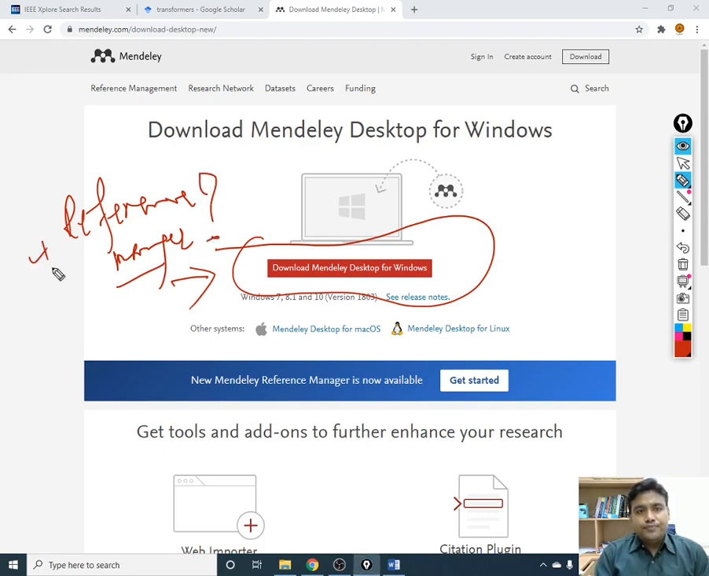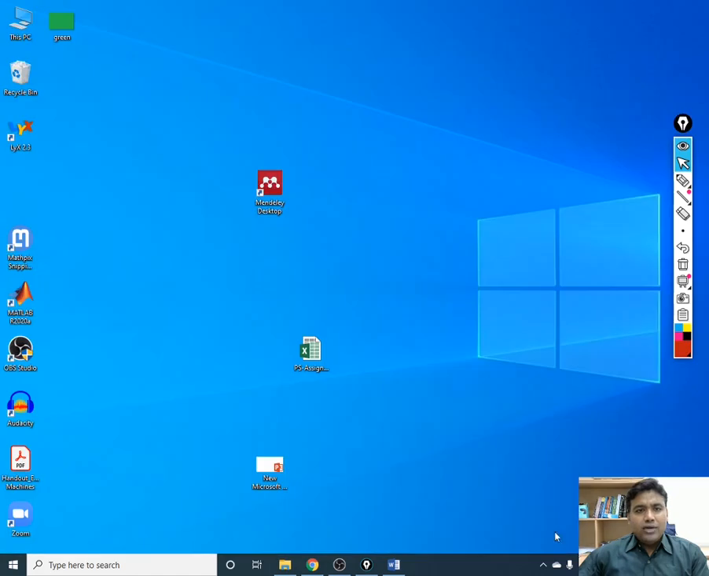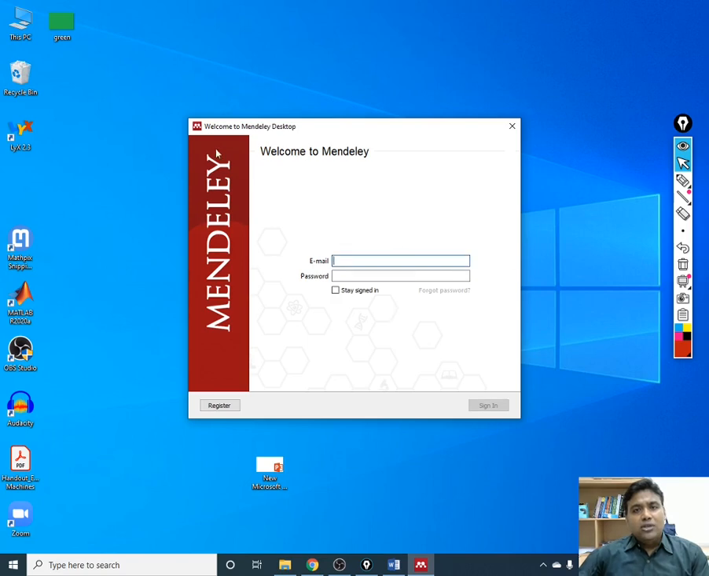Now why I required a reference manager, that I will tell you. But after downloading this reference manager, let us see how these things work. So when you have downloaded the reference manager, suppose this is what I have downloaded, then you just click on the Mendeley desktop as the reference manager. So you'll just get an overview like this.